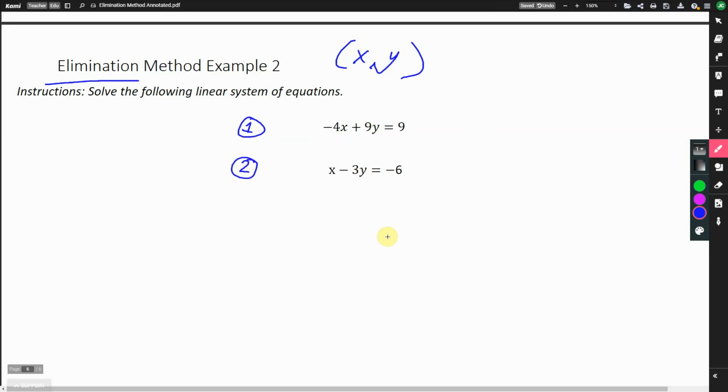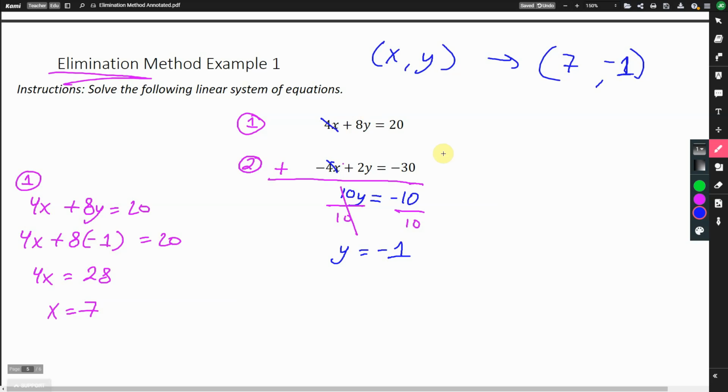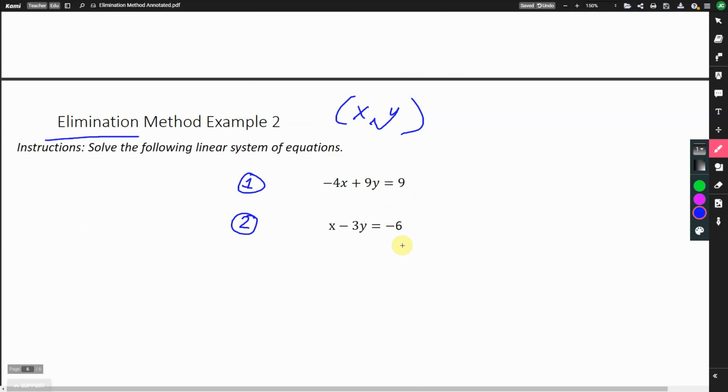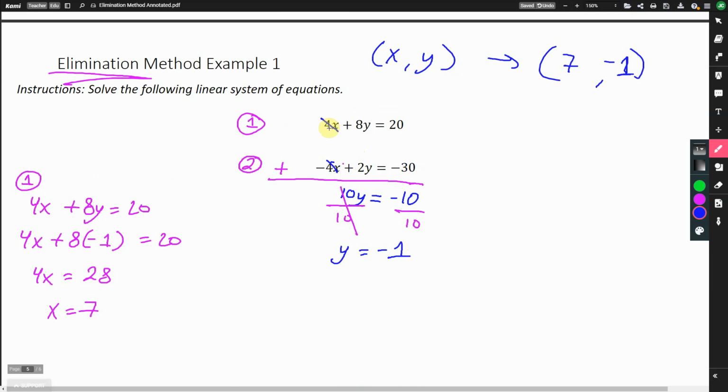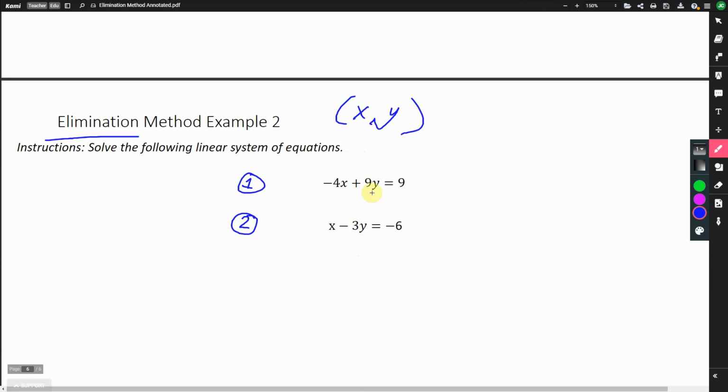Now, compare and contrast. In the first problem, we had them all lined up. Same thing here, nothing wrong there. But in the first problem, we already had x's that were opposite signs but the same number, which is what we wanted to cancel them out when we add them. Right here, if we were to add them, nothing was going to cancel out. Negative 4 plus 1 would be negative 3. 9 plus negative 3 is 6. So if we were to add them, nothing would happen because they don't cancel out.